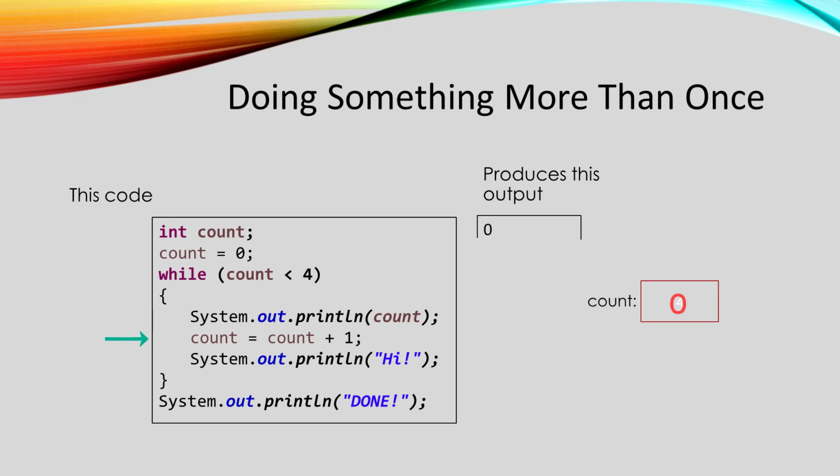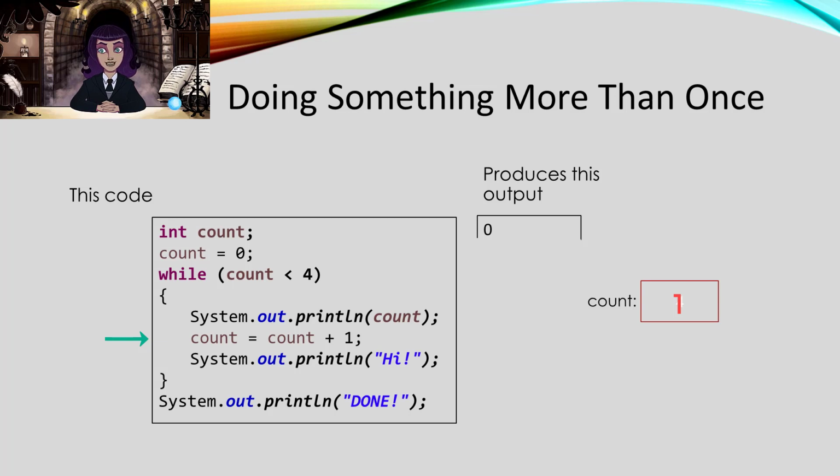Count gets the value count plus 1. This is an assignment statement. That means the first thing that's going to happen is we're going to evaluate the right-hand side of the equals, the count plus 1. So it's going to go and get the value that's in count and add 1 to it, getting the value 1. Then it's going to store that in the variable that's on the left-hand side of the equal sign. That will make us overwrite the 0 that is in count with a 1.